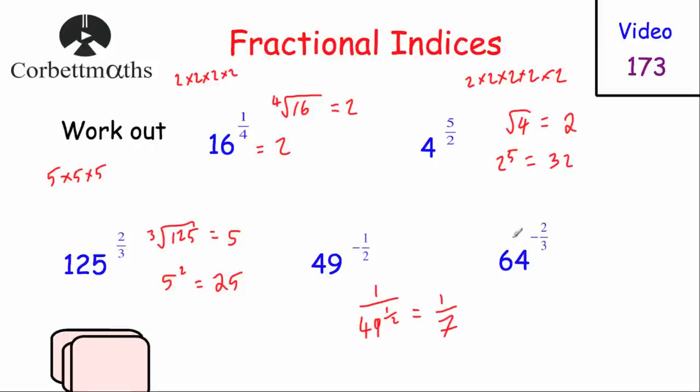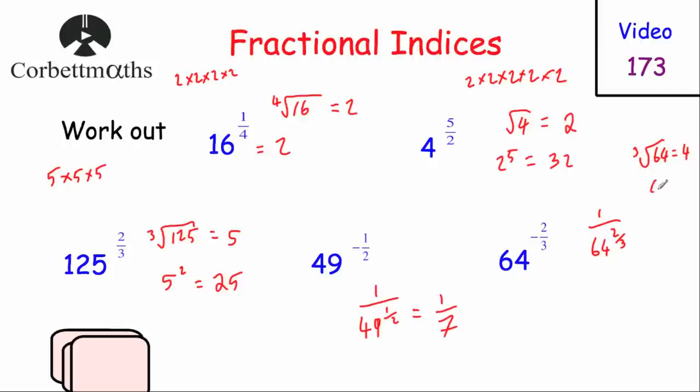And finally, if we had 64 to the power of negative 2/3, again, I would write it as 1 over 64 to the power of 2/3, getting rid of that negative power. Then we're going to take the cube root of 64 and then square it. So the cube root of 64 is equal to 4, because 4 times 4 times 4 is equal to 64.